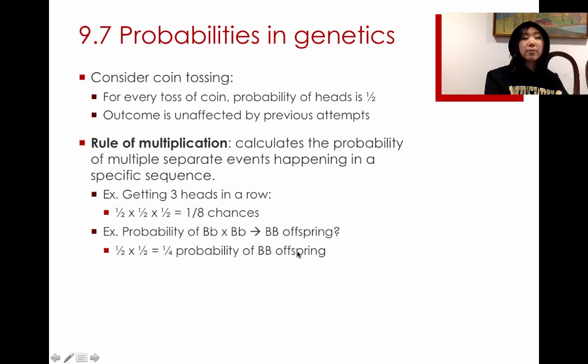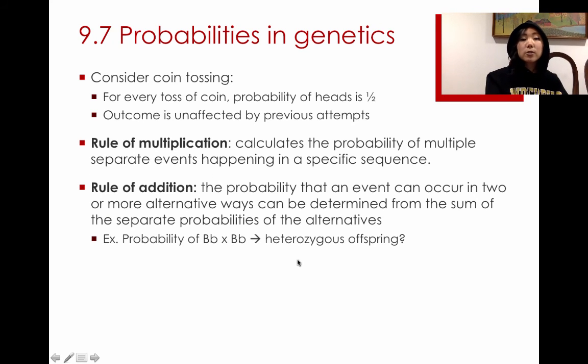You can also easily figure this out by doing a Punnett square, but the reason why we're doing this in a mathematical way is that sometimes Punnett squares get too cumbersome. There's also something called the rule of addition. This predicts the probability that an event can occur in multiple ways, and you can determine that by adding the probabilities of the different alternatives.